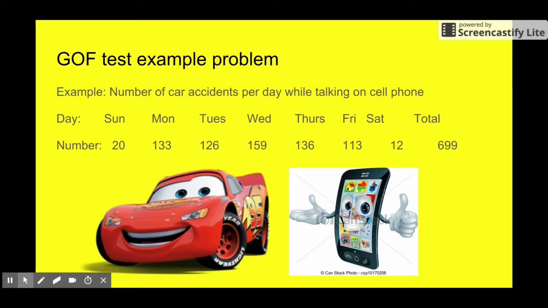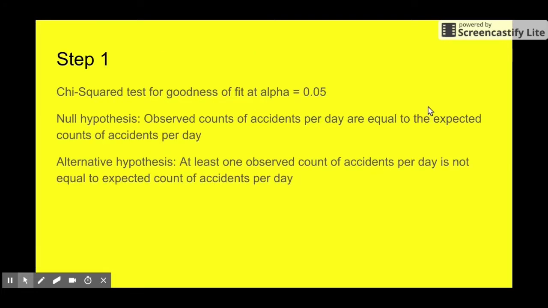This example is about the number of car accidents per day while talking on a cell phone. Step 1. We need to have a test. In this one, the test is a chi-square test for GOF at alpha level 0.05. The null hypothesis is that observed counts of accidents per day are equal to the expected counts of accidents per day. The alternative is that at least one observed count of accidents per day is not equal to the expected count of accidents per day.